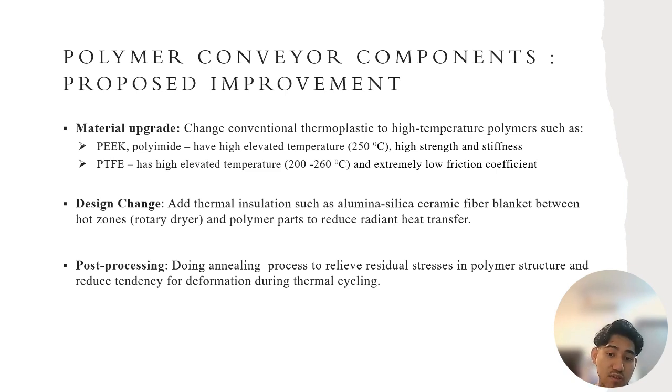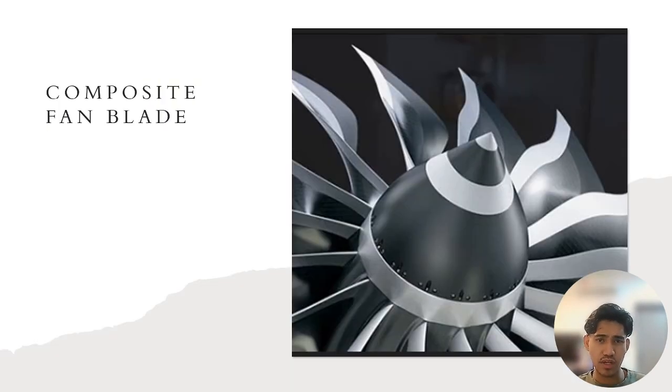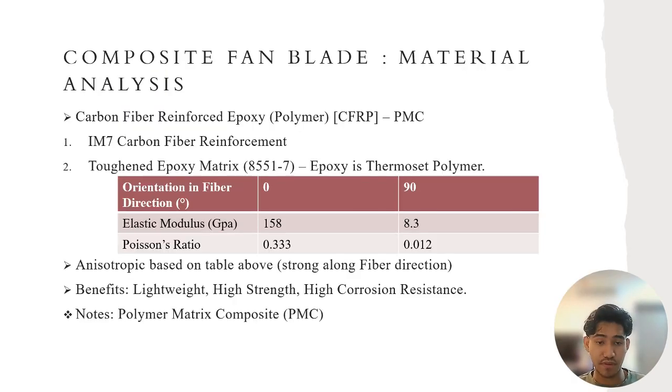Design change: add thermal insulation such as an alumina silica ceramic fiber blanket between hot zones, the rotary dryer, and polymer parts to reduce radiant heat transfer. Post-processing: do an annealing process to relieve residual stresses in the polymer structure and reduce the tendency for deformation during thermal cycling. Moving on, we have the component here, the composite fan blade.